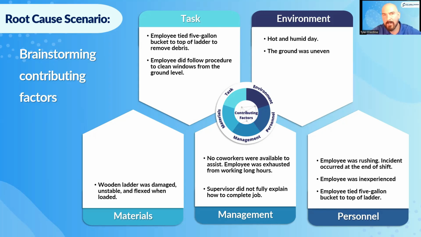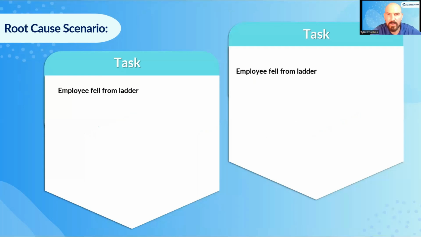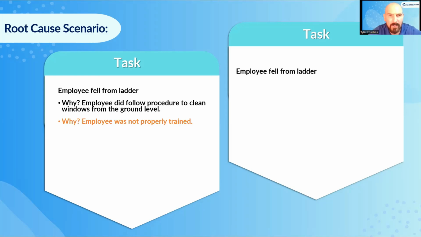So we identified our contributing factors, or unsafe acts and conditions, and now we're going to ask why they were in place using the 5 why analysis, right? So start with the tasks. The employee fell from the ladder. Well, why was that? What we already noted, the employee did not follow the procedure to clean the windows from the ground level. Why did they not follow the procedure? Employee was not properly trained. So here we have a 1 why analysis, right? Sometimes it might be very clear to just jump to write what that root cause is. That's a system related reason.